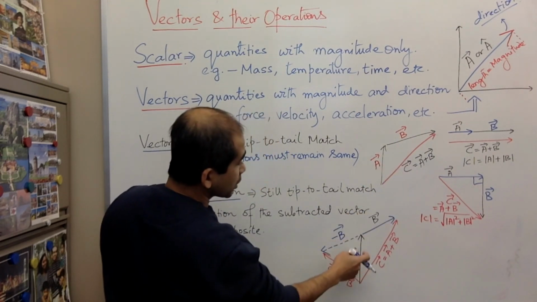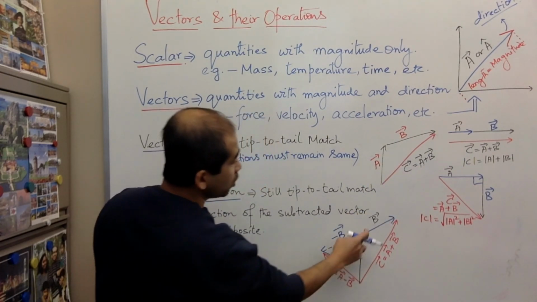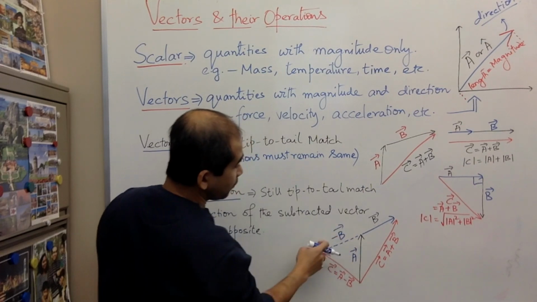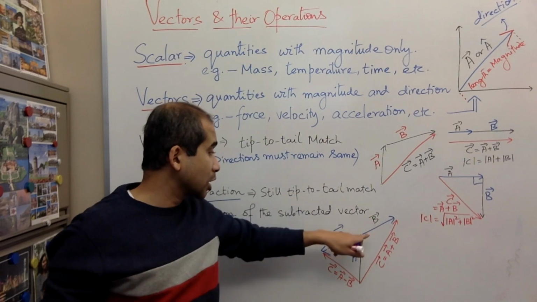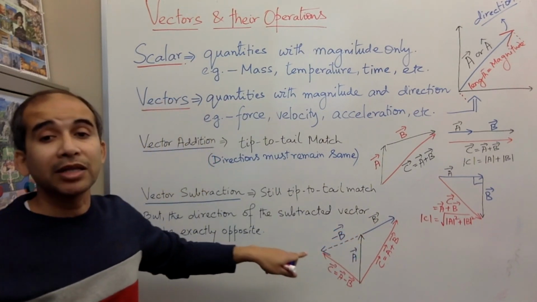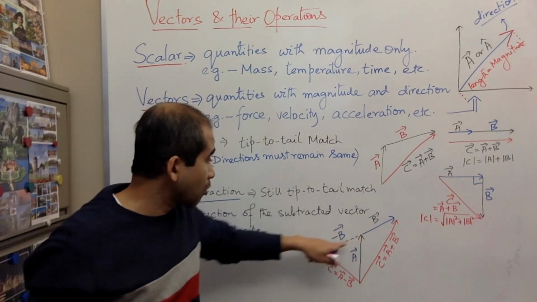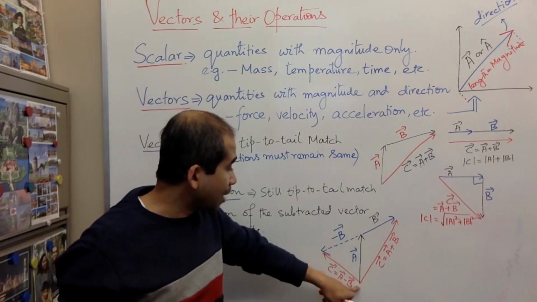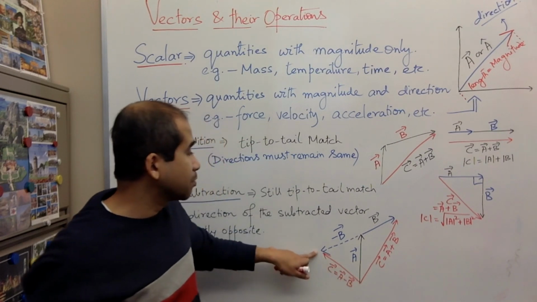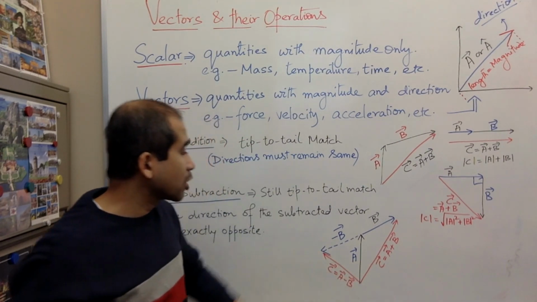But if we want to subtract B from A, we create a negative vector for B, which is B in the opposite direction. The magnitude will remain the same, but the direction will be opposite. So B is now pointing in this direction, so we call it minus B, and then we match the tail of A with the tip of minus B. So this is C equals A minus B.